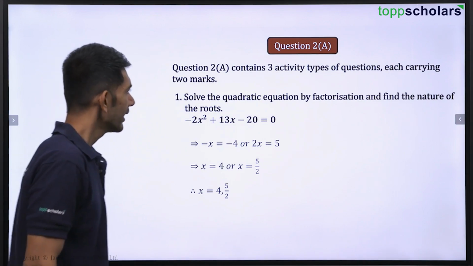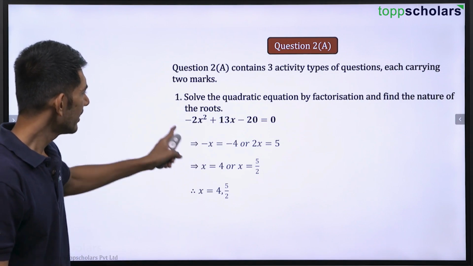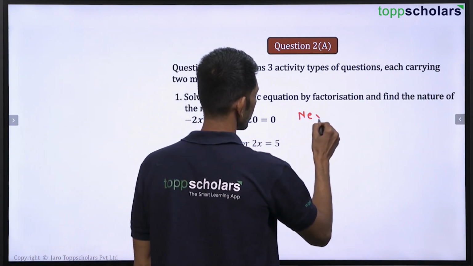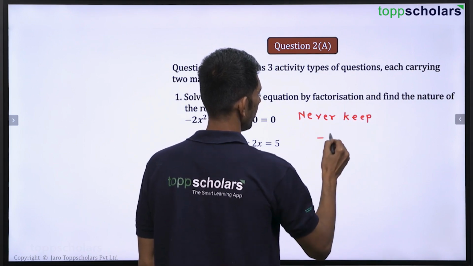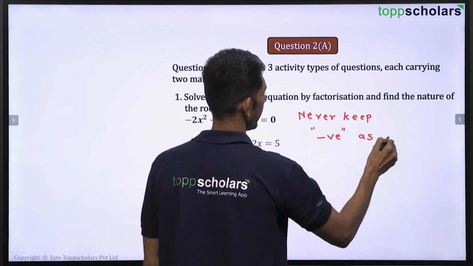I'll tell you one thing. If they don't ask you this question in activity, never keep negative as A.